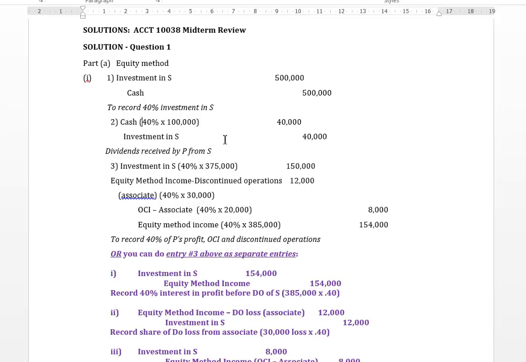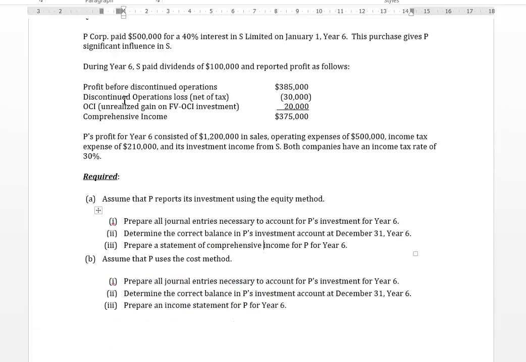All right. Now, if you'll recall, we also had a discontinued operation that the investee or associate had, and they also had some OCI. You'll remember that in our question, let's just pop back, the discontinued operations loss that S booked in year 6 was $30,000. That's net of tax. Well, don't forget, under the equity method, P has to take its share of that, just as it has to take its share of OCI.